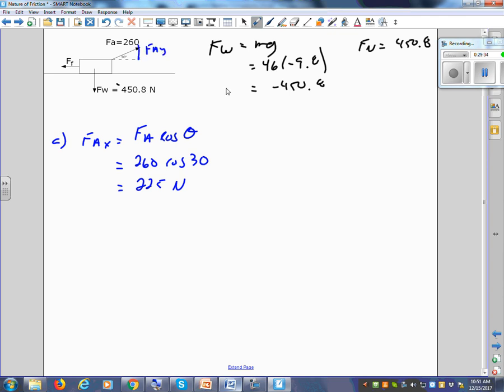Now if FAX is FA cos theta, because cos is adjacent, FAY is going to be what? It's going to be FA sine theta. How come sine? Because it's opposite. Is FAY always going to be the sine? Almost always. So 260 times the sine of 30.